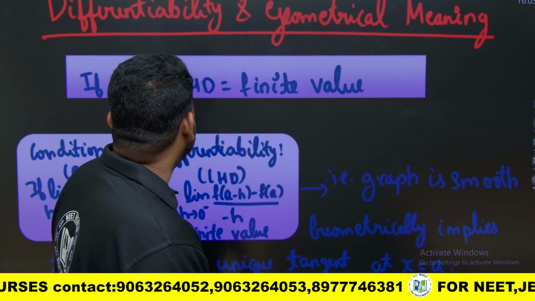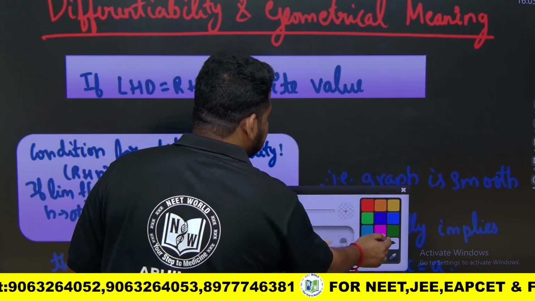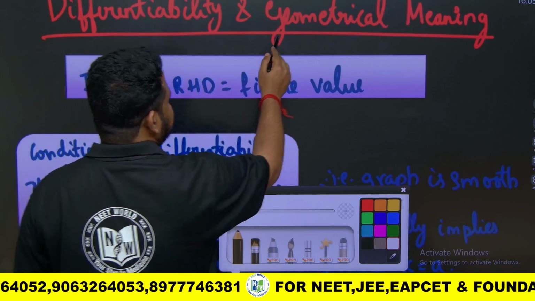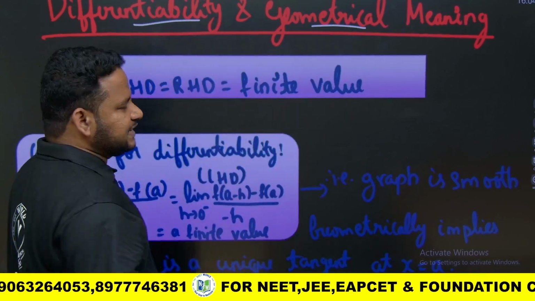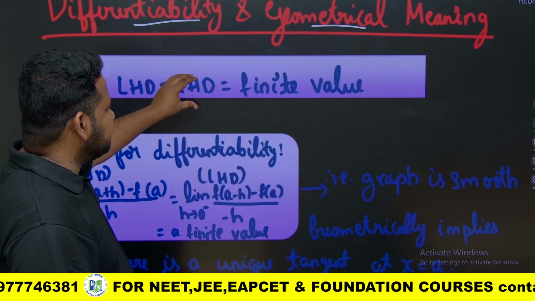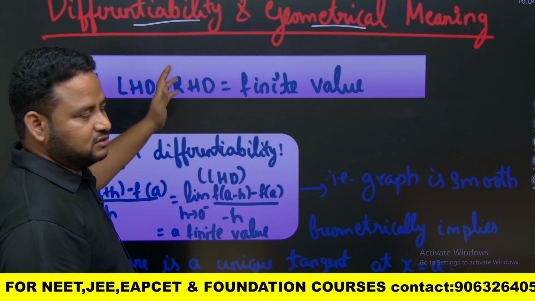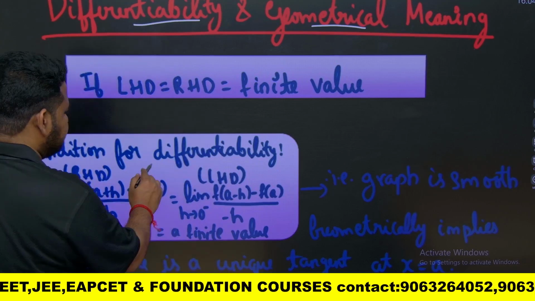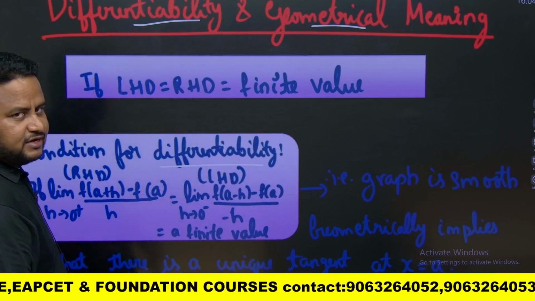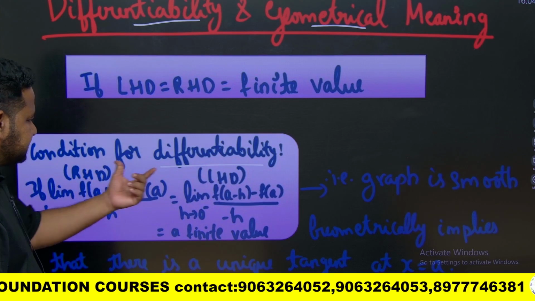So let us start friends. When it comes to differentiability, you have to understand what is the meaning of differentiability, actually the geometrical meaning, and also what actually differentiability is. So if the left-handed derivative is equal to the right-handed derivative is equal to a finite value, then we say that there is a derivative for the given function. So the condition for differentiability, like the condition for continuity, is also there. That is, if the right-handed limit, this is the left-handed limit.